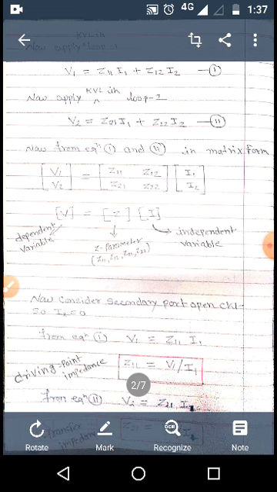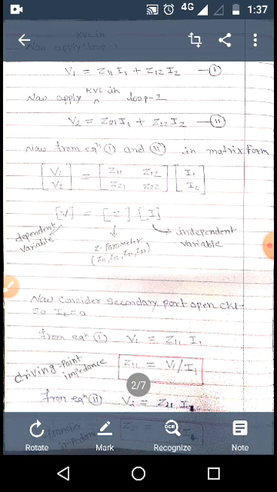Now again we apply KVL in loop 2. In loop 2, V2 equals Z21 I1 plus Z22 I2. Now from equation 1 and equation 2, we write it in matrix form as shown below: V1 and V2 equal the matrix Z11, Z12, Z21, Z22 times I1 and I2. Here V is considered the dependent variable and I the independent variable.